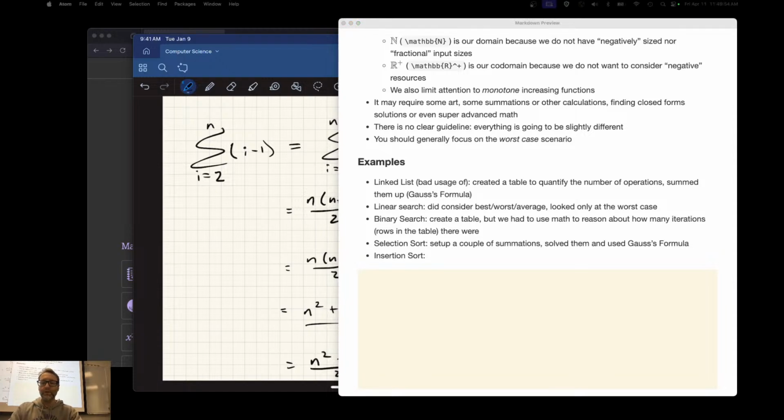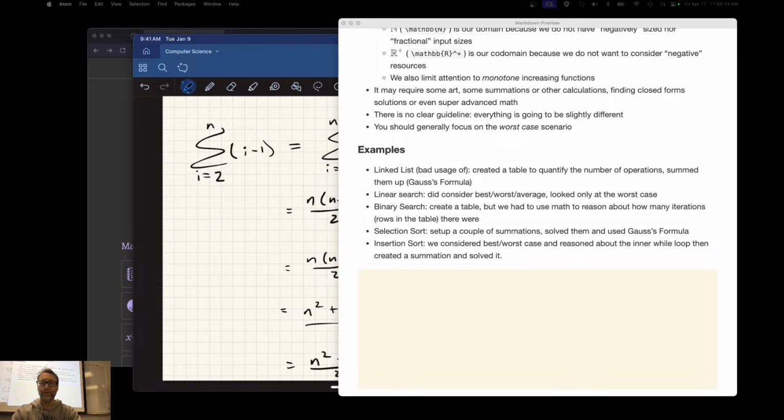So again, for insertion sort, we considered the best and worst case and reasoned about the inner while loop, right? Then created a summation and solved it. Again with Gauss. Gauss was necessary there, right? We could keep looking at these. Like bubble sort would be just a straight up n squared, right? We could look at 5 different sorting algorithms and analyze them all. It gets kind of tedious, right?